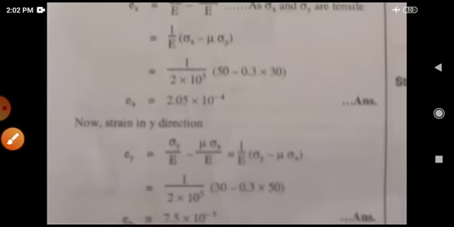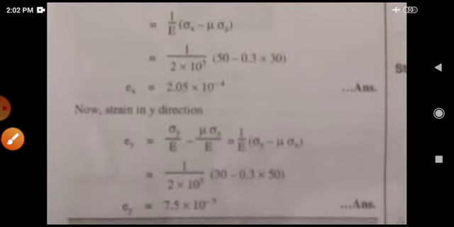Next one is the strain in y direction. Same formula, just change the positions of sigma. If the strain in y direction is to be calculated, then first you have to subtract the strain in x direction from the strain in y direction.